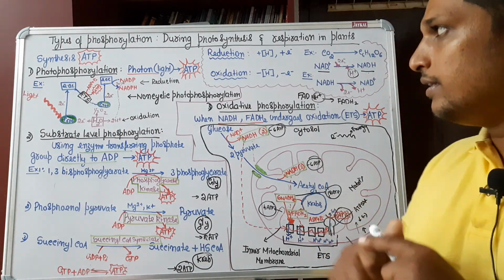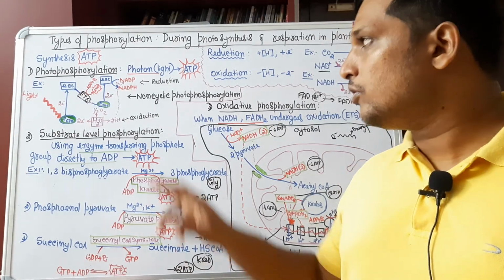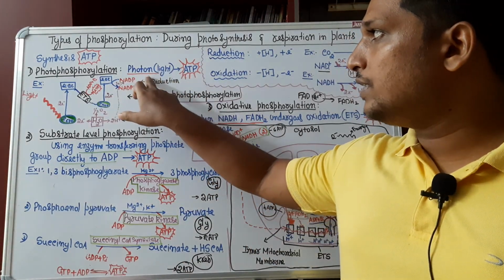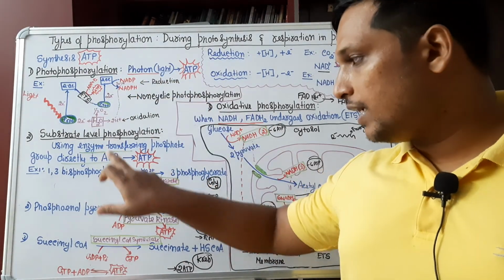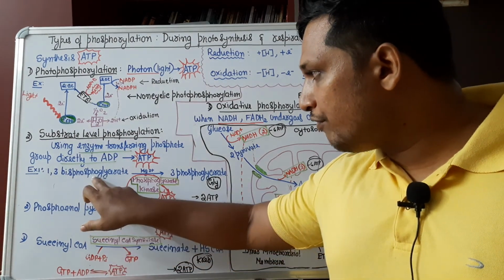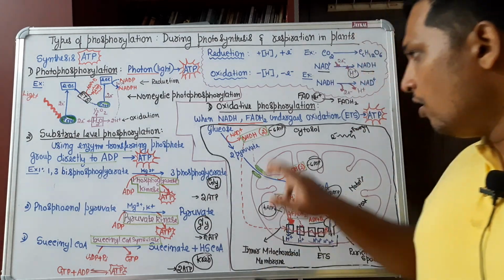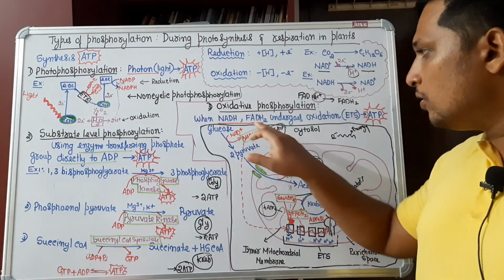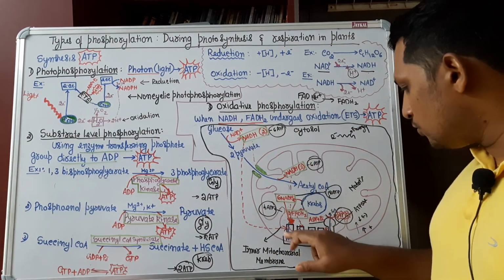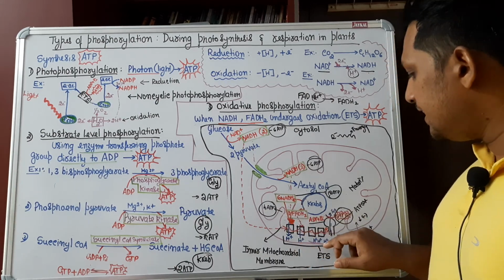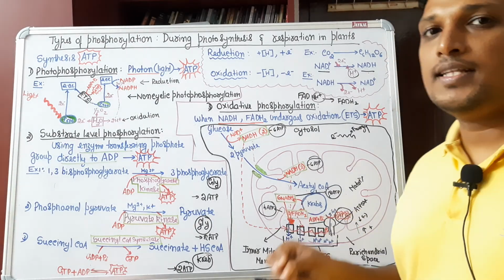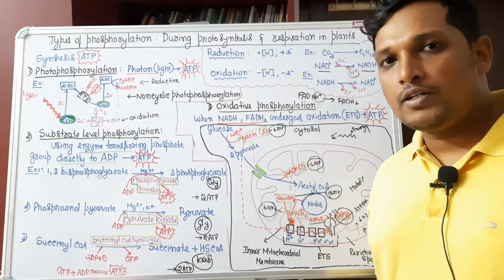Again, let me summarize. Photophosphorylation refers to preparation of ATP by using light. Substrate level phosphorylation refers to phosphate being added directly from the substrate to ADP to prepare ATP. Oxidative phosphorylation refers to when NADH and FADH2 undergo oxidation in the ETS, there will be release of ATP. These are the 3 kinds of phosphorylation. I hope you understood. Thank you.